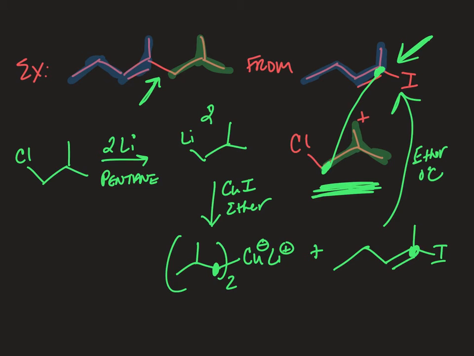So again, you're going to take your alkyl halide half, convert it into your lithium molecule, your alkyl lithium. Then you add your copper in the form of copper iodide to get your Gilman reagent. Then that Gilman you can mix with whatever other halides you happen to have, whether it's alkyl, vinylic, allylic, whatever it might be, and you can form your new carbon-carbon bond.